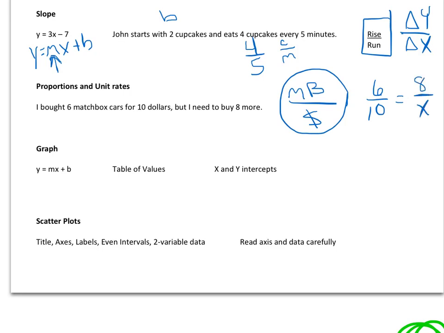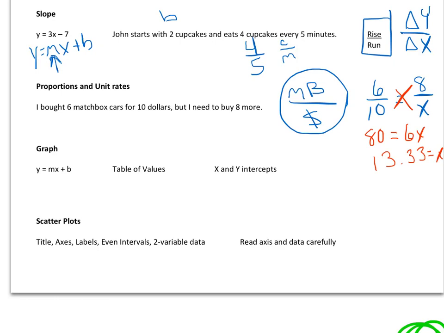And then, of course, to solve this, we are simply going to cross multiply. And we get 80 equals 6x. You divide both sides by 6. And, of course, my good luck works out quite nicely. $13.33 is the amount that it's going to cost for 8. And that sounds reasonable given that 6 costs 10.